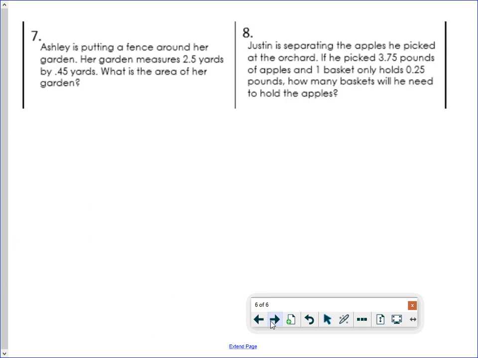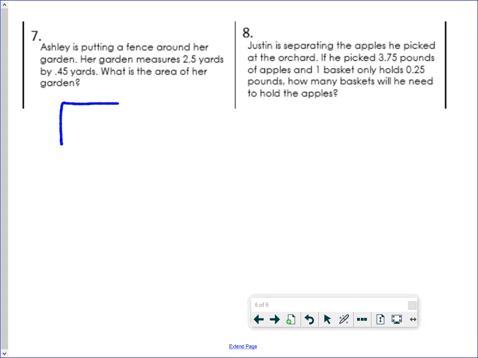All right, we got 2 word problems and then we're done. So Ashley is putting a fence around her garden. Her garden measures 2 5/10 yards by 4,500 yards. What is the area of her garden? So it measures 2.5 yards by 45/10 yards. That's your length times width.